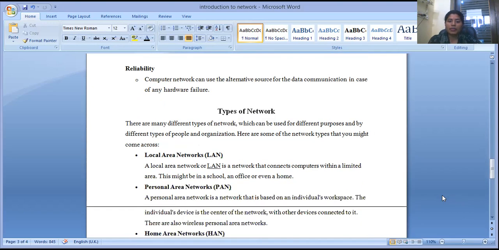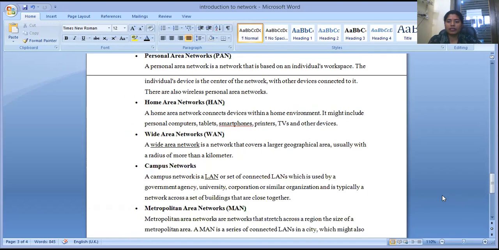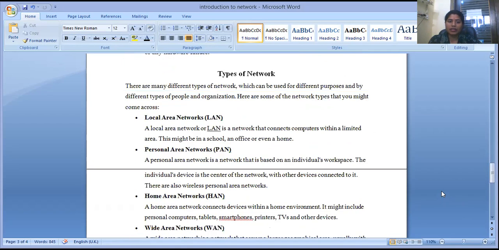Also, types of networks. Here are some types of networks. There are different types of networks which can be used for different purposes and by different types of people and organizations. Here are some of the network types that you might come across.